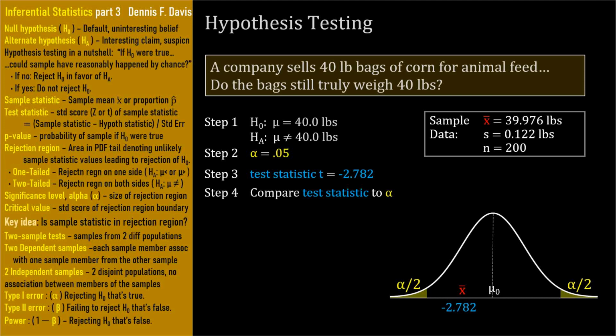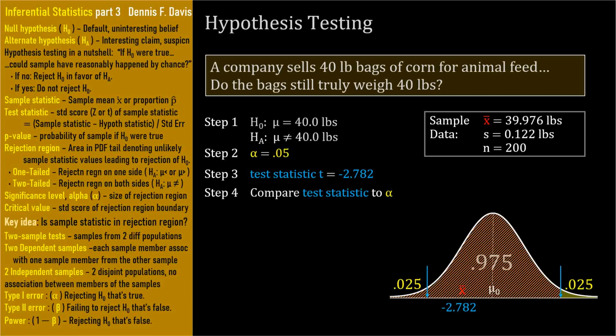Since this is a two-tailed test, we put half of alpha in each tail. Alpha is 0.05, so 0.025 goes into each tail. Here are the critical values at the boundaries of the rejection regions. Due to symmetry, these critical values will have the same magnitude, but the one on the left will be negative. Using a t-table, it's easy to find this positive value that corresponds to a cumulative probability of this area, 0.975. The sample size was 200, so degrees of freedom equals 199.